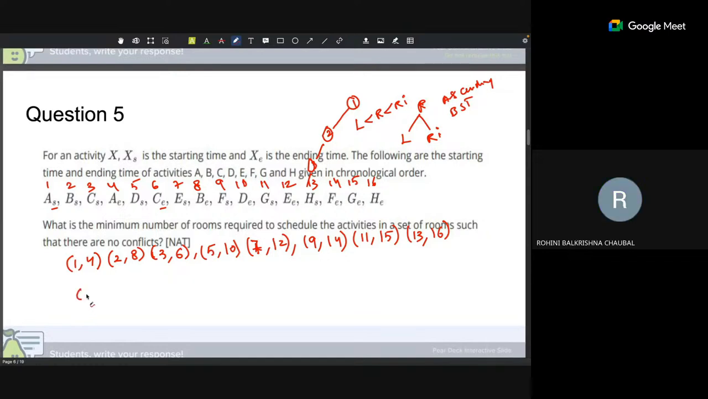Yes, you are right: 1, 4, 3, 6. Only one difference is 1, 4, 3, 6. The rest of them are okay, no? Rest of them are okay. Okay, then we do it.